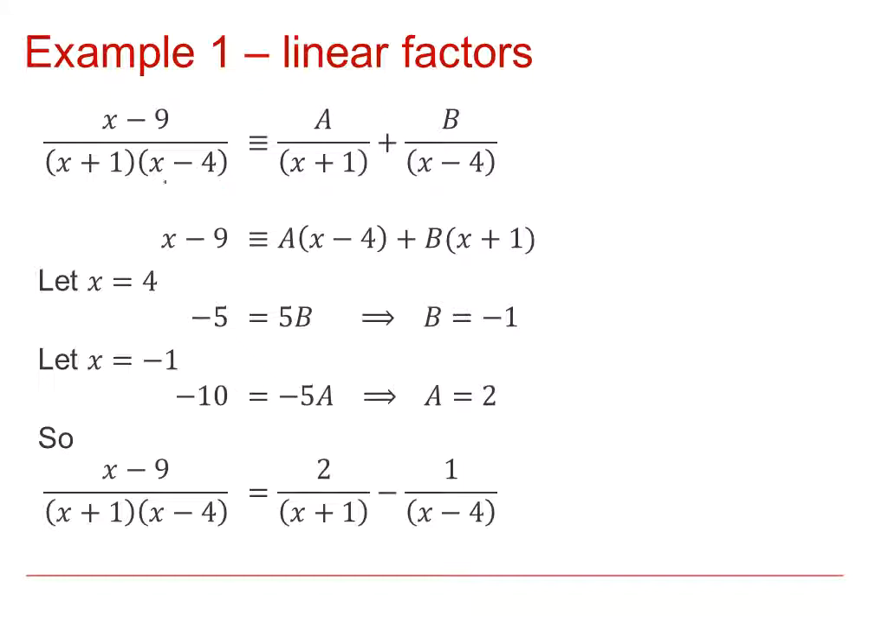So the things to look out for: for each linear factor here, we have set up a partial fraction for each one. Then you multiply all the way through by (x plus 1)(x minus 4) to get this identity in x. Then I've chosen x equals 4 for my first value of x, which will make the a term disappear. And then we chose x equals minus 1 as our second value to make the b term disappear. And then we have separate fractions ready to be integrated.